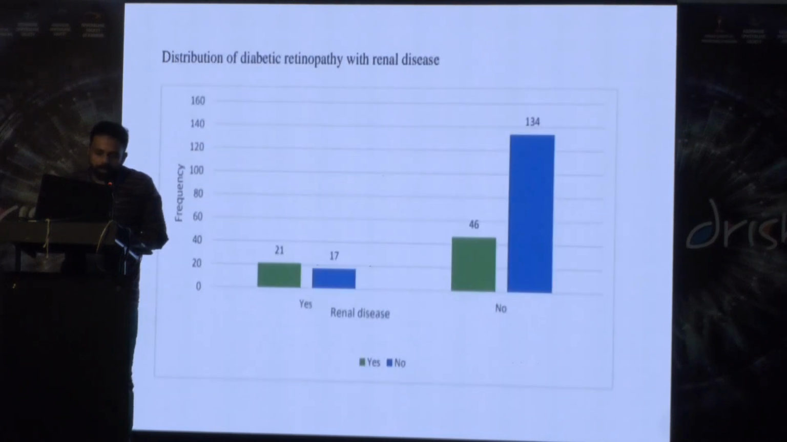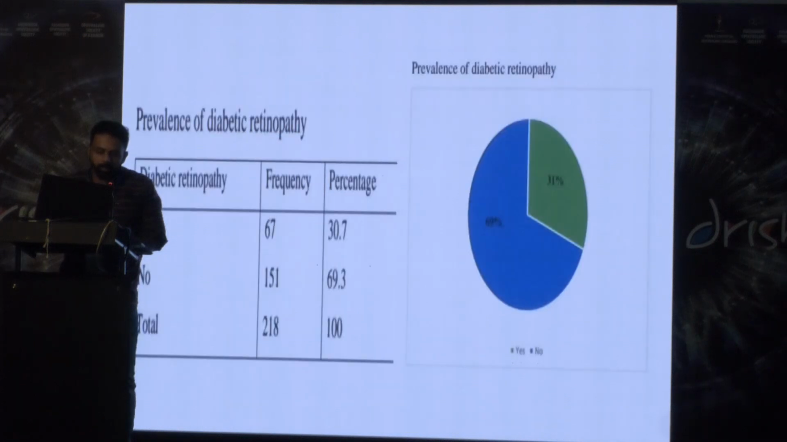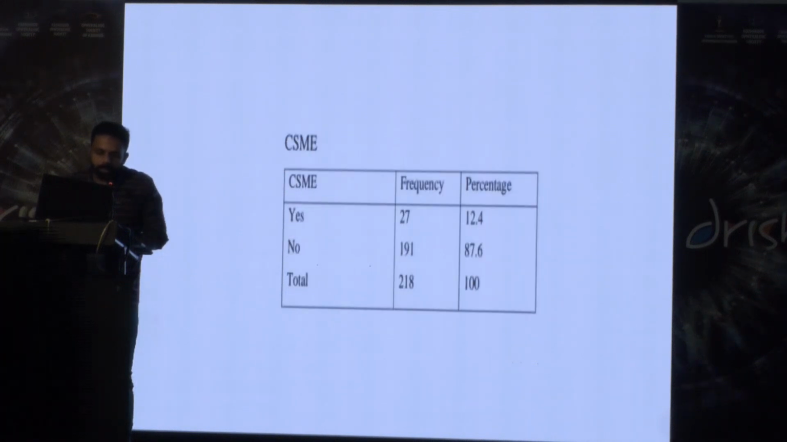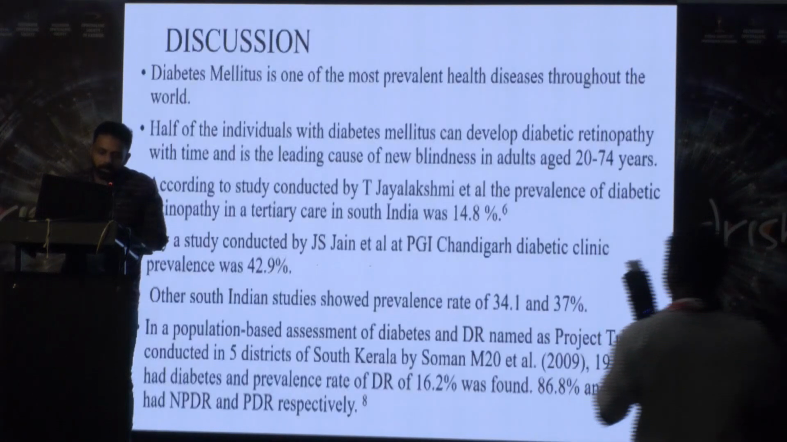Hypertension and diabetic retinopathy with renal disease, and among fundus evaluation, mild retinopathy was seen in 10.6%, moderate 6%, severe 3.7%, very severe 1.8%, early proliferative 5%, high risk PDR 2.3%, advanced 1.4%. So the total prevalence was found to be 31% in the study. 12.4% were seen to have CSME.